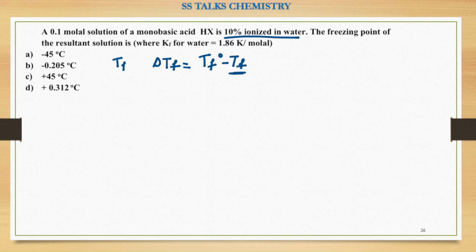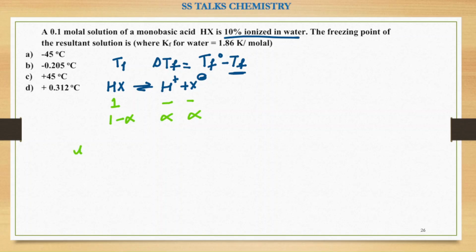The solution we have is of this acid, which is going to dissociate as H positive plus X negative. It is showing 10% ionization, that means the alpha value is 10%. Initially suppose you have 1 mole of it, so at the start the products are 0. Some alpha amount of it has dissociated, so alpha of H positive has been formed, and alpha of X negative has also been formed.